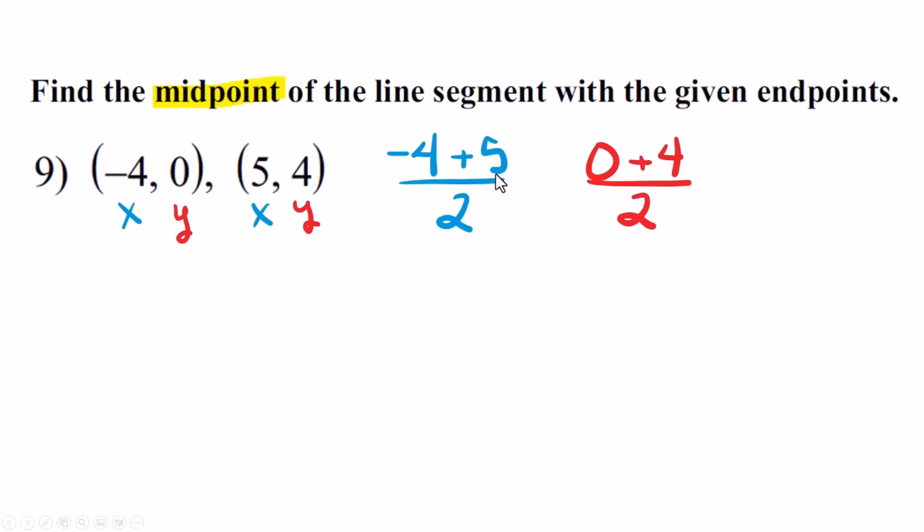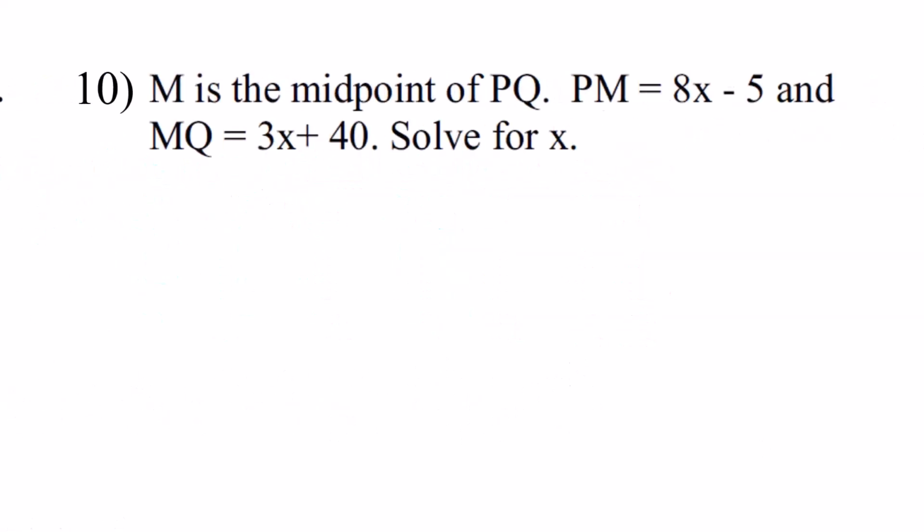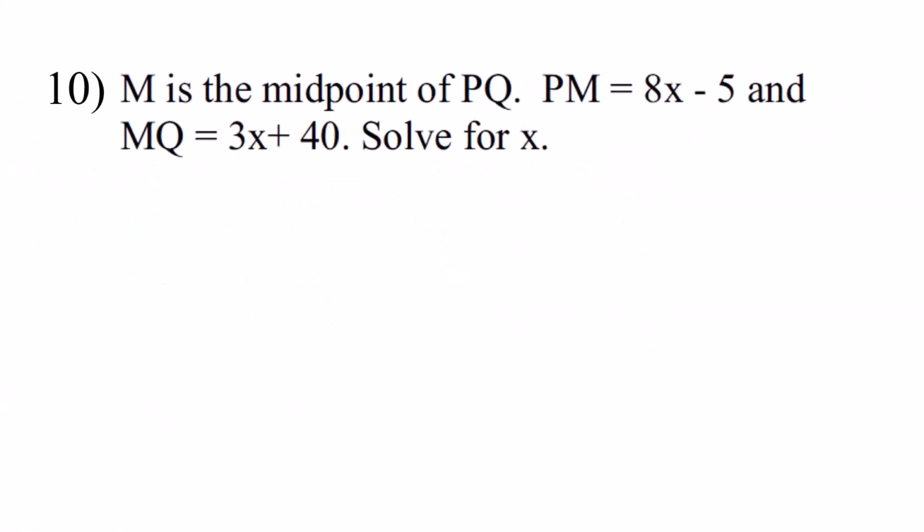So -4 plus 5 is going to be 1, so that's 1 over 2. 4 divided by 2 is 2. So our midpoint, the x-coordinate is going to be 1/2, and the y-coordinate is going to be 2. If you need to review that, go down to the description, and there'll be a link to my video on midpoints and why that works the way it does. People forget this stuff. All right, another midpoint question. Give it a shot, and if you're not sure what to do, wait for me.